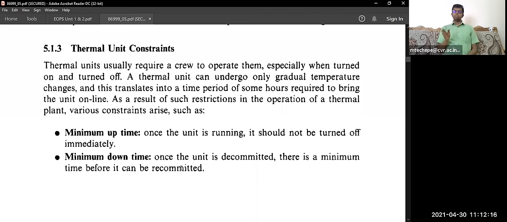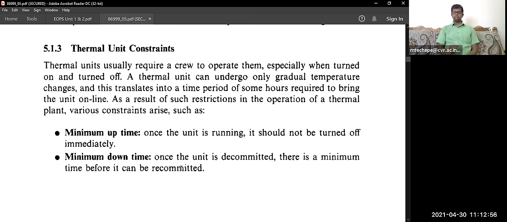Actually, decommitted means once the unit is off, then there is a minimum time before it should be recommitted. Once the unit is decommitted, that is off, there is some minimum time, because everything has to be settled down. Every process, like the steam pressure in the steam tubes, then boiler temperature, furnace temperature, has to be settled down for some time.